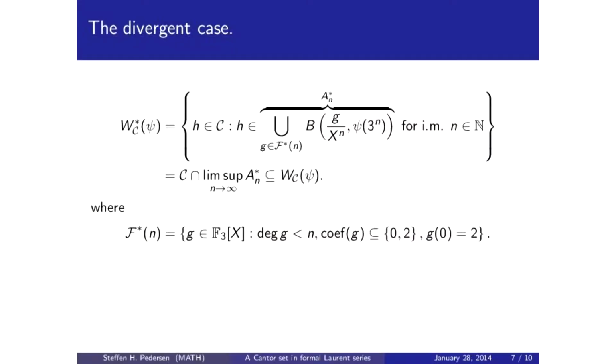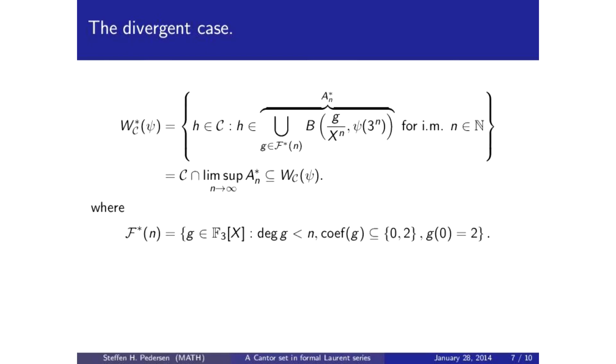What about the divergent case? Well, we need a bit more control of our limsup set. So we are going to put a star restriction on our sets. So we only look at those balls where the centers p over 3^n are in reduced fraction, and we can do that by imposing that g of 0 is 2. And still we can count how many elements there are in F star of n.